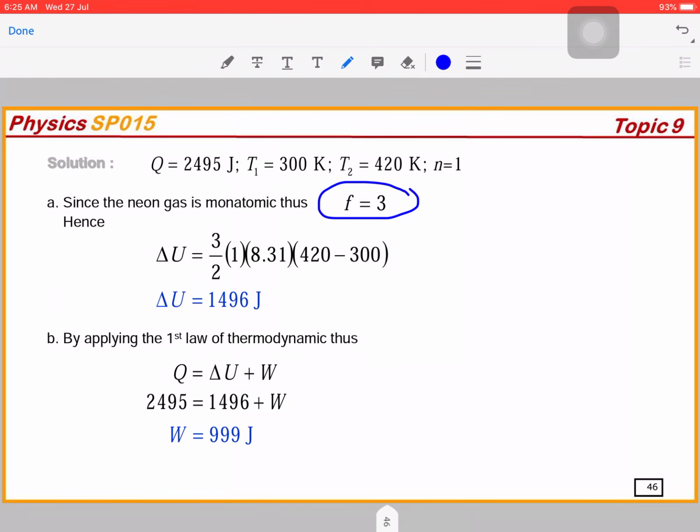1,496 joule. Okay, for B, we use Q is equal to delta U plus W. Okay, we know that Q is given, 2,495 equals 1,496. This one you find in A, plus W. So rearrange, you will get W is equal to 999 joule.